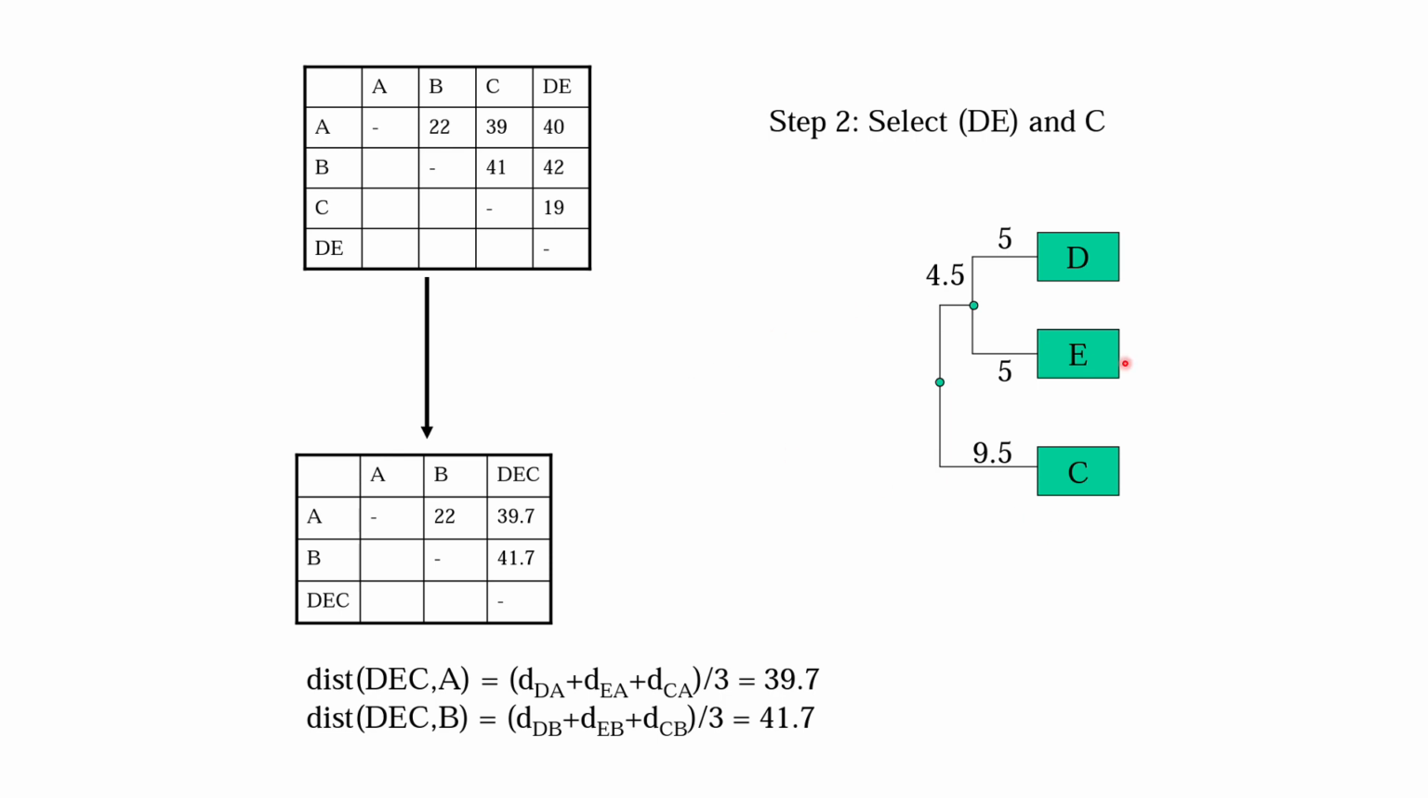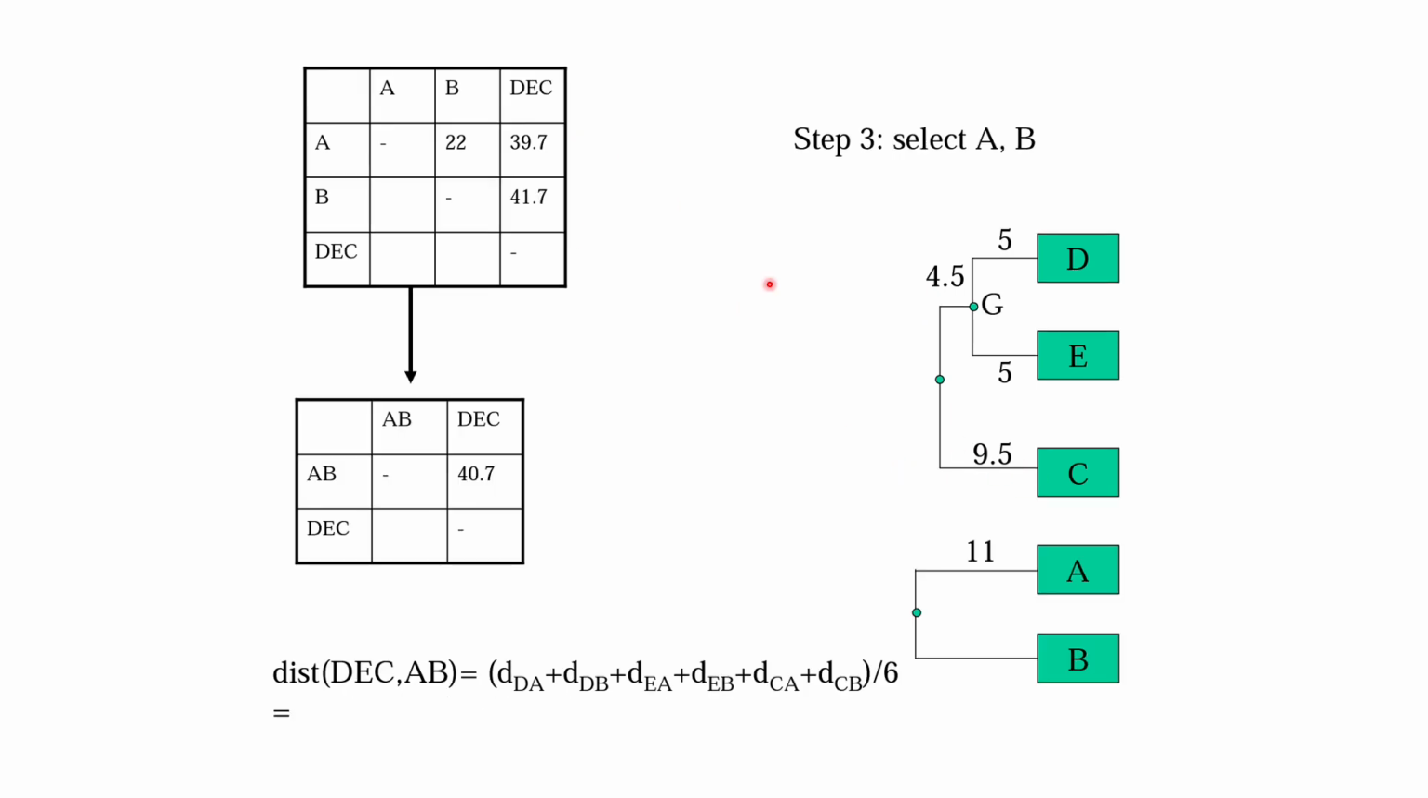And then we merge the next closest node, which is C. So DE is closest to C. We add C, and we again distribute the distances such that they add up to the total distance of 19. So 5 plus 4.5 would be 9.5, and 9.5 plus 9.5 would be 19. And we compute the rest of the clusters similarly.